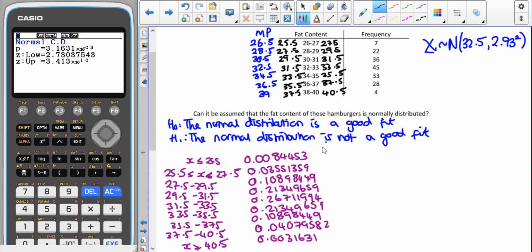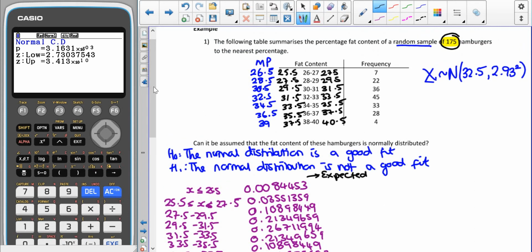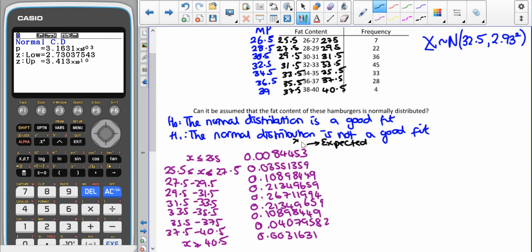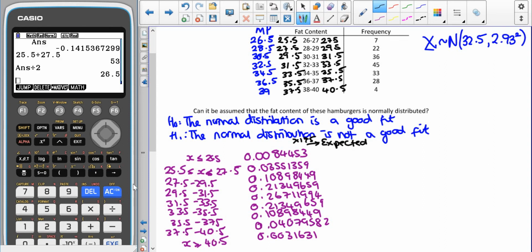So then to find our expected values, we're going to be timesing by the number of pieces of data we have. So like I said, you could add up the frequencies, but we were told here that we had 175. So we're going to be timesing by 175. So into the normal part of our calculator, we're going to have 0.0084453 times 175, which gives us 1.477925. So that means that we already know that we're going to have to do some pooling.